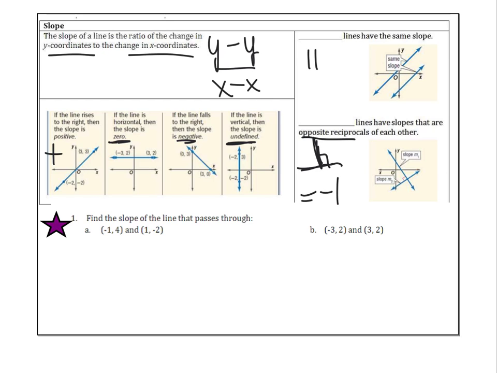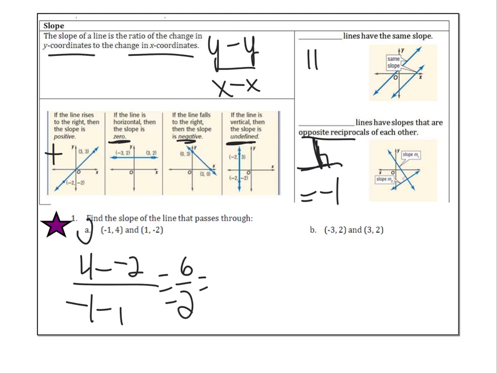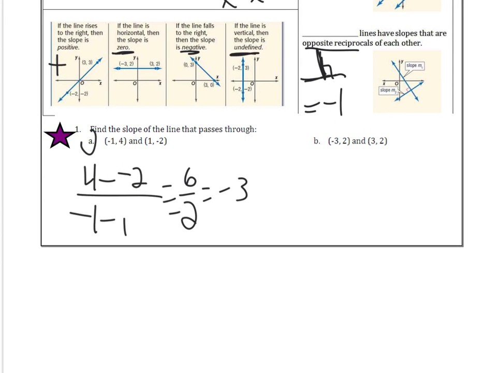So when we start looking at this, figure out the slope of A here. Well, that's just going to be 4 minus -2 over -1 minus 1. So that'll be 6 over -2, so a slope of -3. Now you're saying, but Mr. Heron, you didn't do the second y, you did the first y.